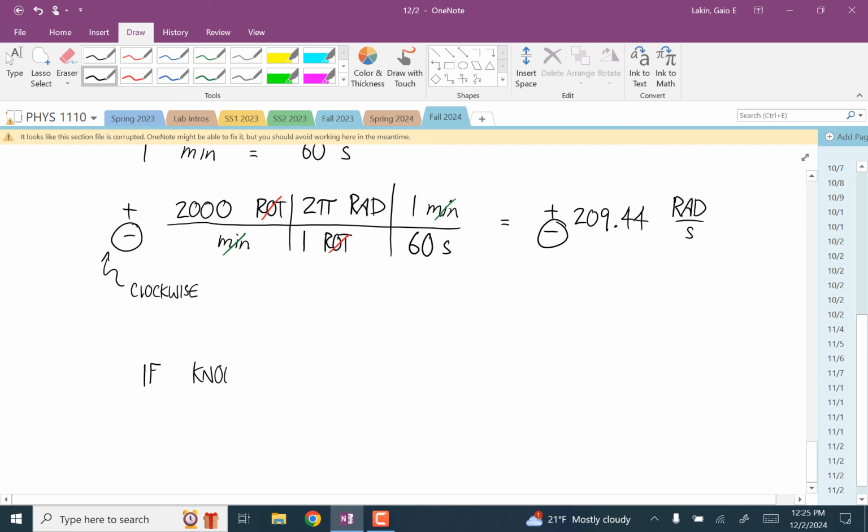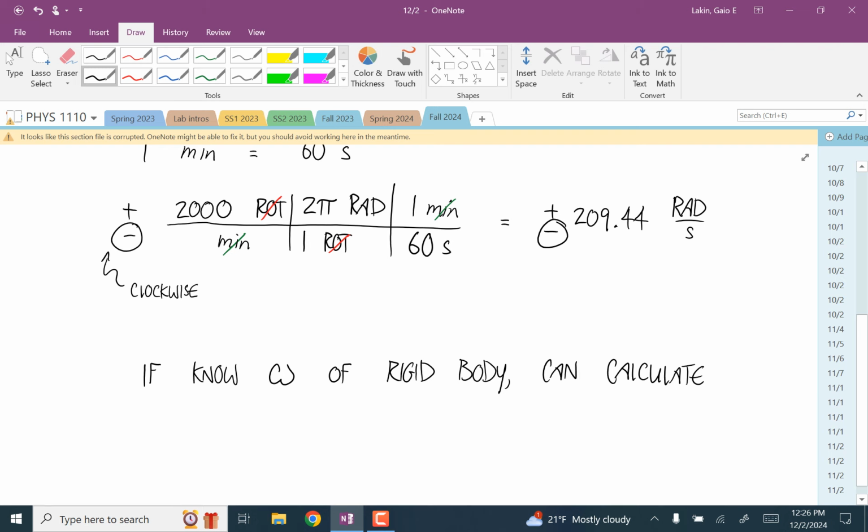If you know the angular velocity of a rigid body, you can use that to calculate the translational velocity, what we think of as just the regular velocity. You can calculate the velocity of every point on that body. And this is a velocity vector. So you can calculate the velocity vector of every point on the body.